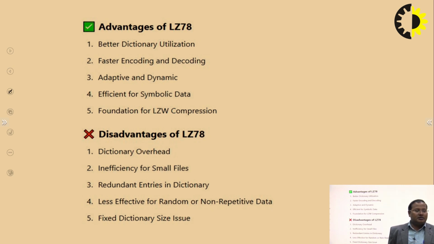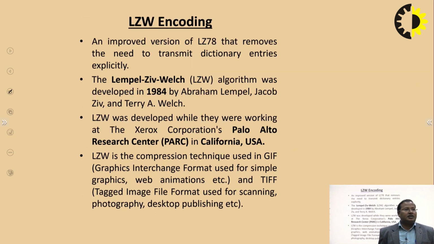Dictionary overhead, these are the disadvantages: inefficiency for small files, redundant entries in the dictionary, less effective for random or non-repetitive data, fixed dictionary size issue. These are the disadvantages. Now, after LZ78, LZW encoding came into the picture, and it is the improved version of LZ78 that removes the need to transmit dictionary entries explicitly. There is no need to send the dictionary explicitly along with the original message.